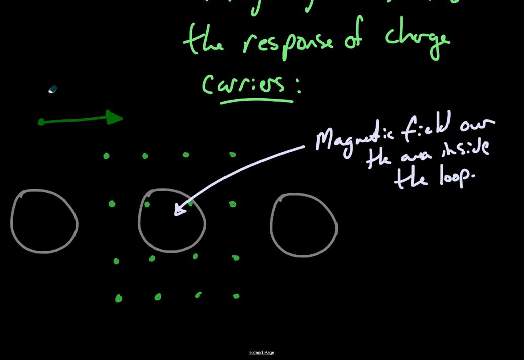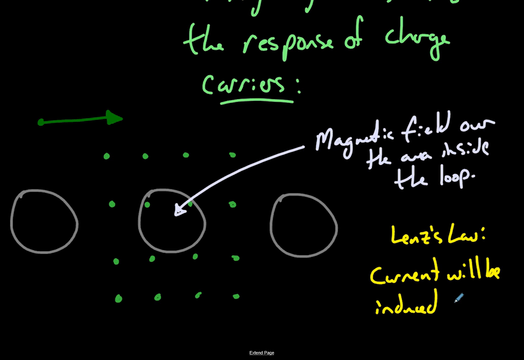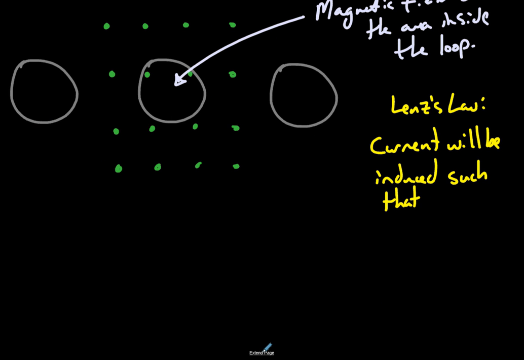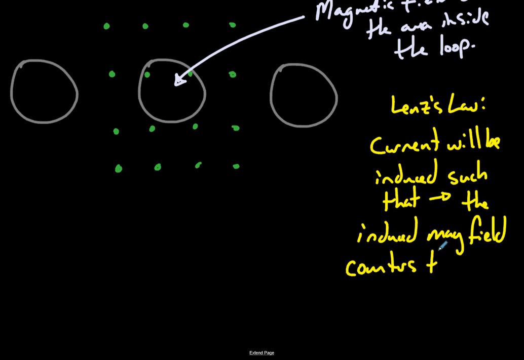So before we actually do calculations, I just want to make sure we understand what will happen. So Lenz's law always says, and we said this in the last one, Lenz's law said that current will be induced such that the induced magnetic field counters the flux change. Okay, that's confusing, but we'll do an example and it should make better sense.